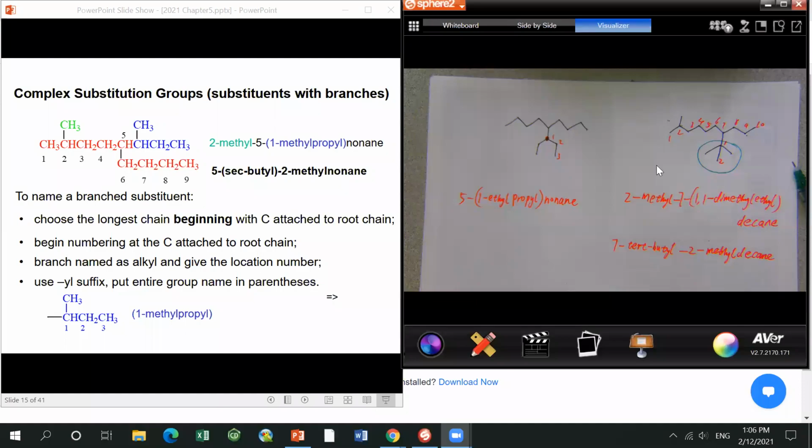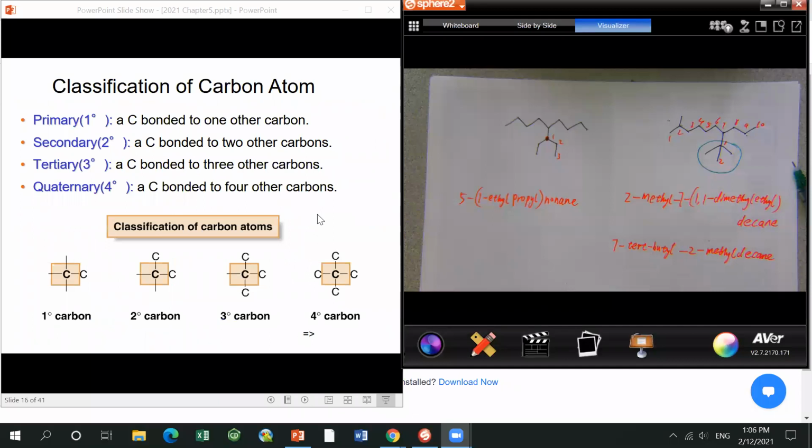All right, so we continue this chapter. First, the classification of a carbon. If the carbon is attached to only one other carbon, we call it a primary carbon. If the carbon is attached to two other carbons, we call it a secondary carbon. If it is attached to three other carbons, we call it a tertiary carbon. If a carbon is attached to four other carbons, we call it a quaternary carbon. That should be easy.